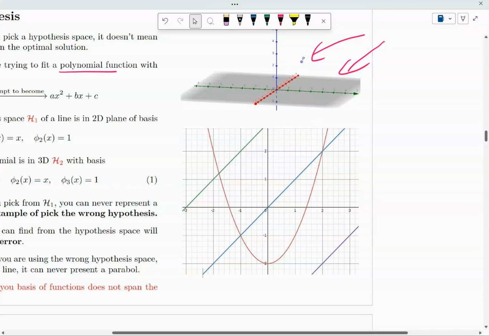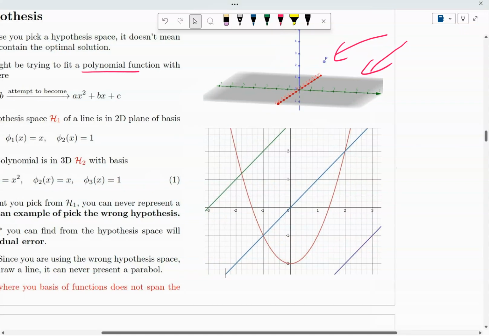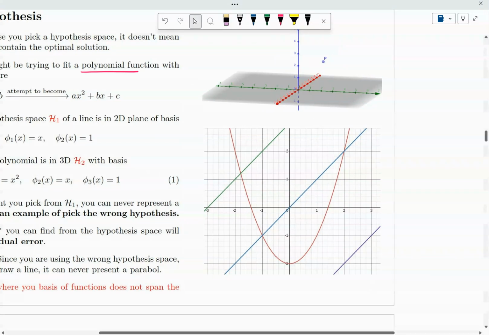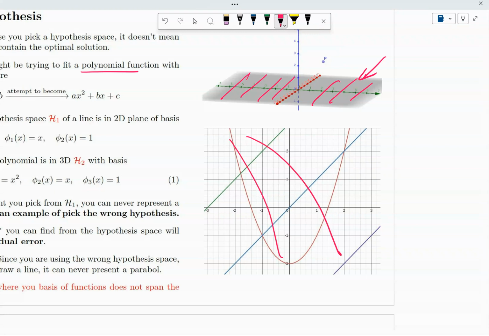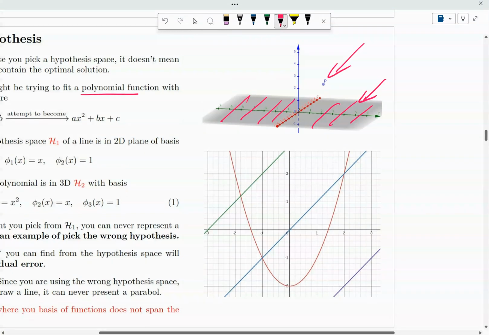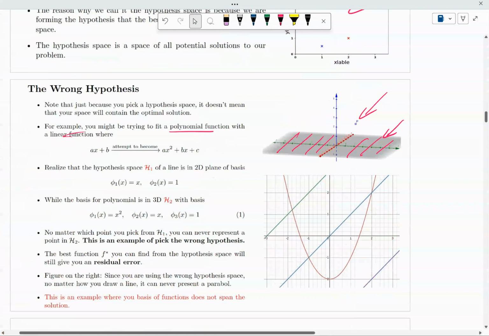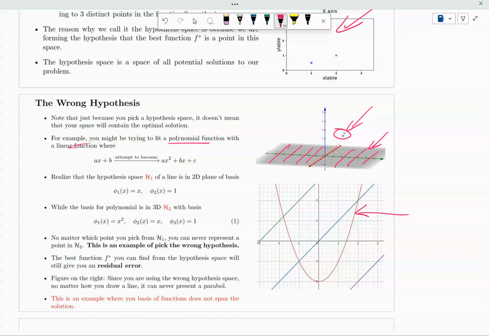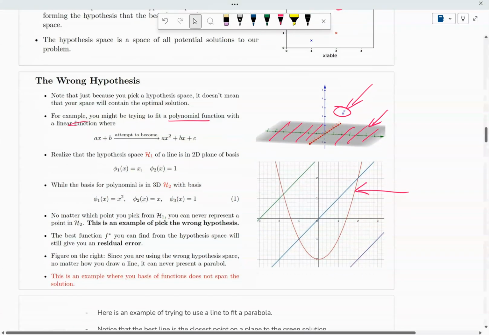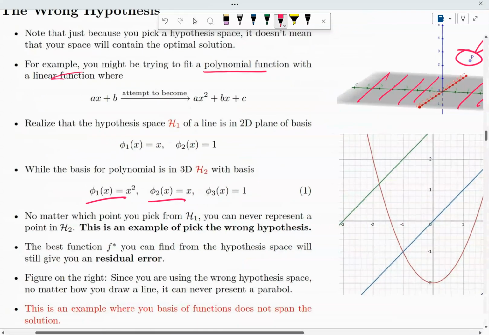A line can never be a parabola, right? So therefore, this is an example where the 2D space is a space of all possible lines. However, this 2D space of all possible lines is not enough when you're trying to represent a point in 3D space, right? So over here, this point is right here. It's in a 3D space, which requires three basis functions.